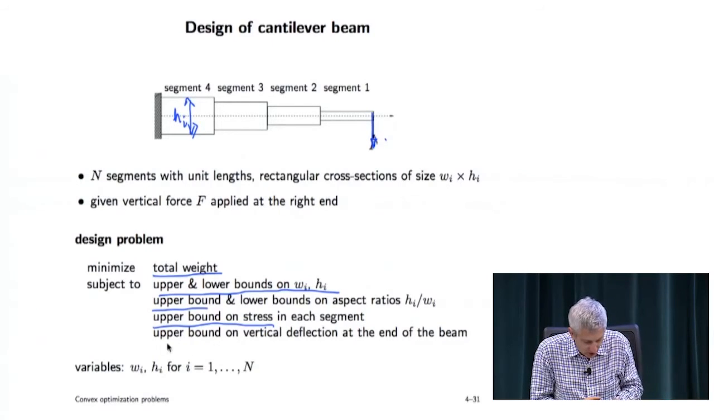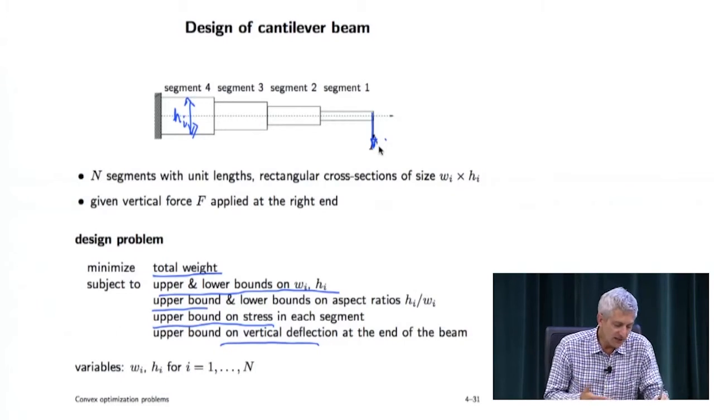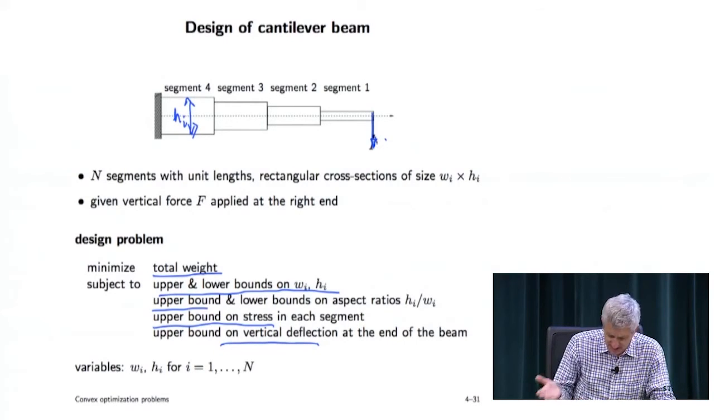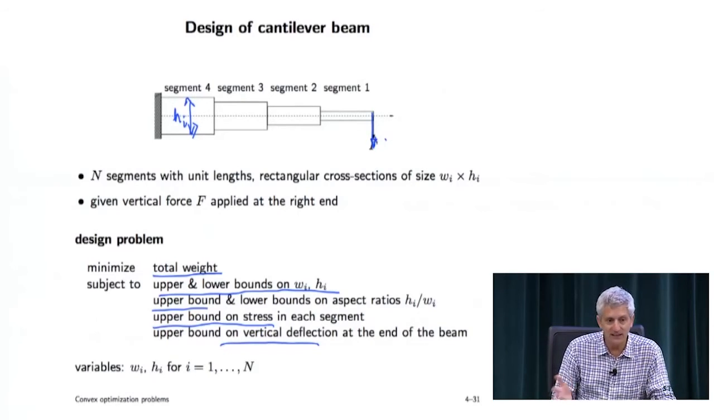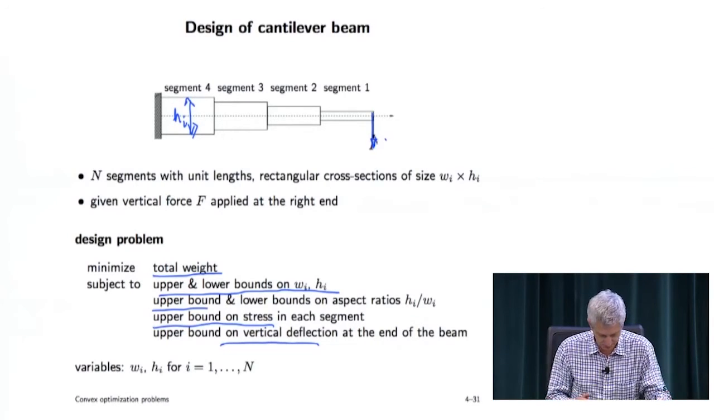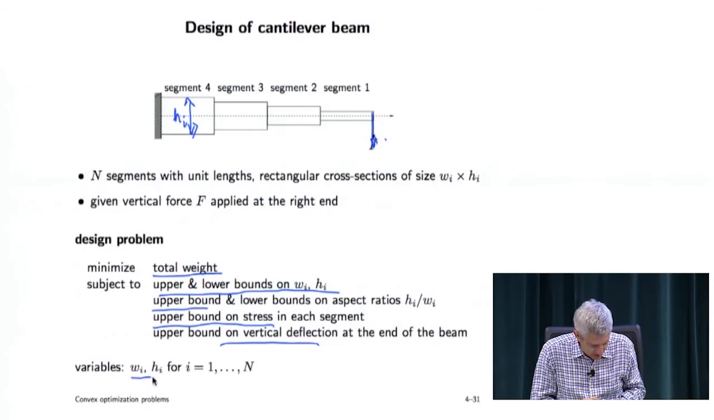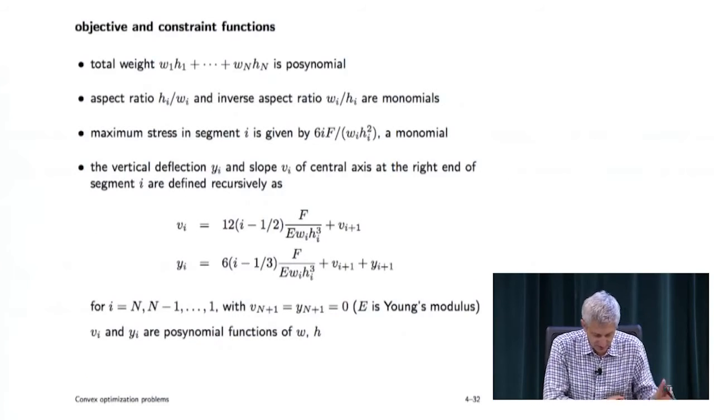And we have an upper bound on vertical deflection at the end of the beam. That's here. That is a surrogate for how stiff the structure is. If it deflects a lot, that's bad. It's not stiff. And if it deflects a little bit, that's good. It's a stiff structure. Okay. And the variables are the widths and heights, just to remind you. Now the objective looks like this.